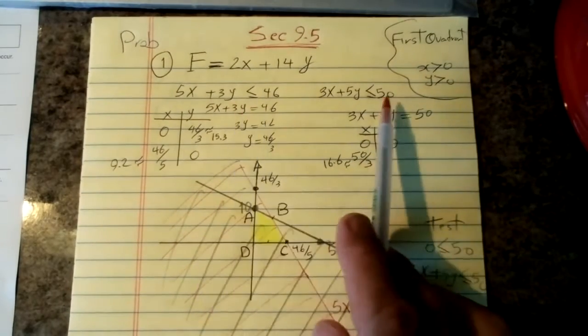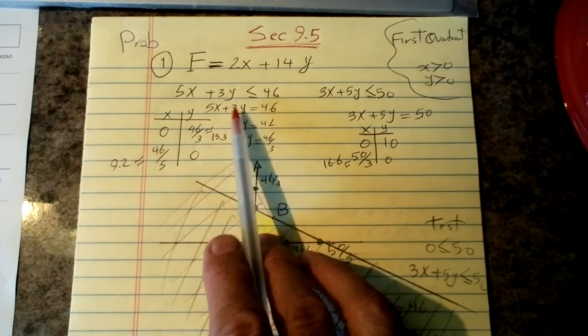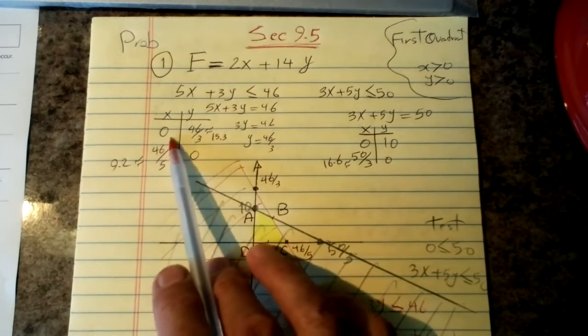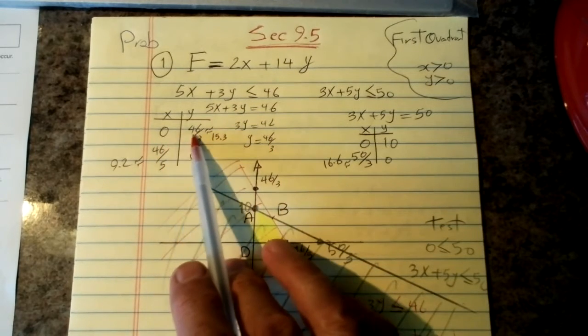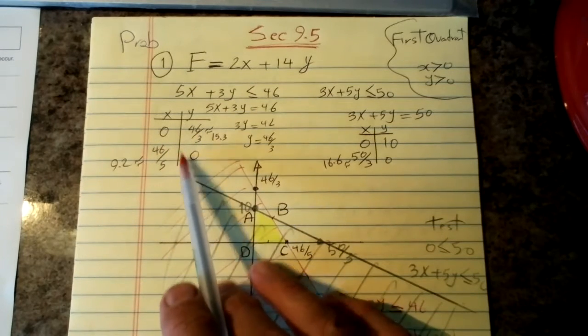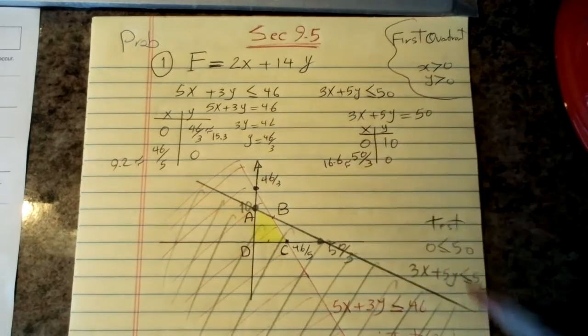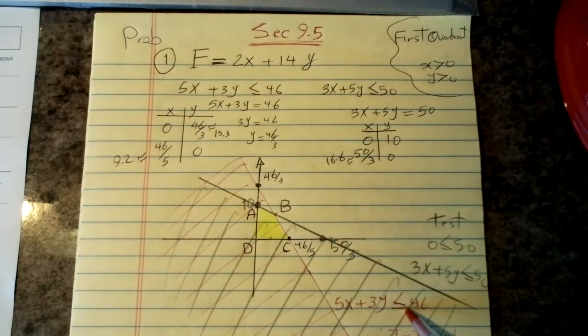I have these two inequalities. First, I graph this one, 5x plus 3y less than 46. Again, I try to use the x and y intercepts. You don't have to, you could come up with any number for x and find the y value. But I use these two points and I graph it. So 5x plus 3y equals 46 is this one, the red line.